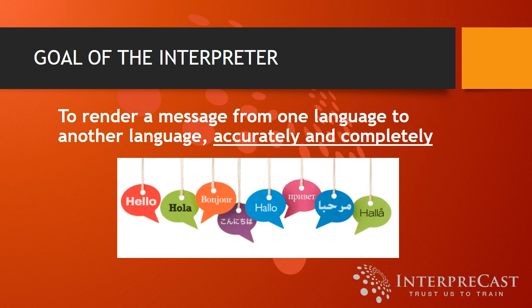Before we go into the main point of the webinar, let us review once again the interpreter's goal. The interpreter's goal is to render a message from one language to another language accurately and completely. For example, "Hello, how are you?" is "Hello, how are you?" It should not be "Hey, what's up?" Although the message is complete and equivalent, the register or degree of formality is inaccurate and could lead to misunderstanding.